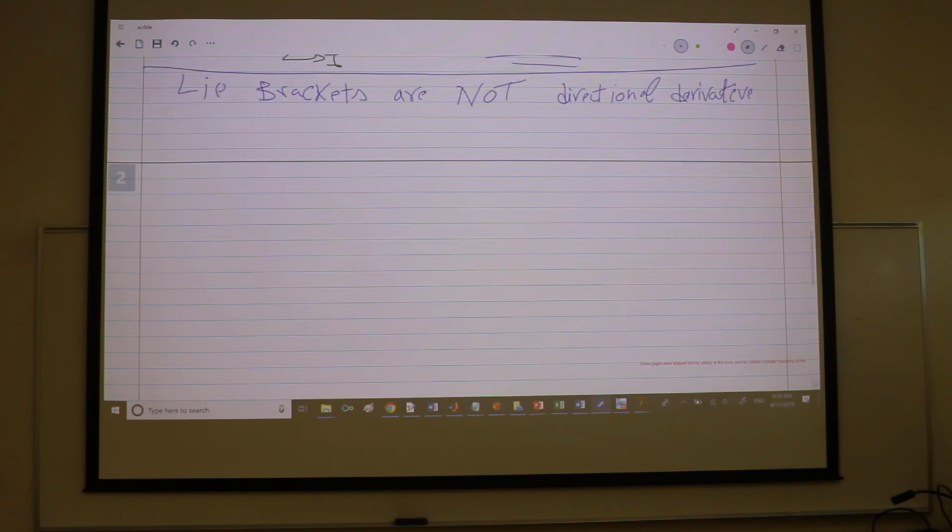I'll give you an example here. So consider V, some vector field in R2. So this is two functions, function of x and y. And I have another vector field C and D. Again, these are functions of x and y.